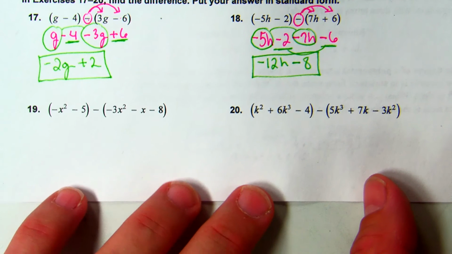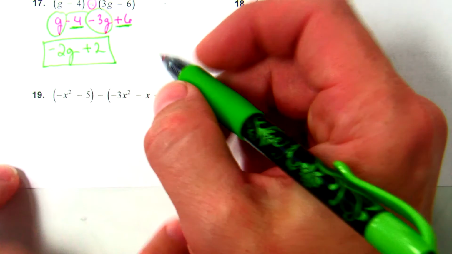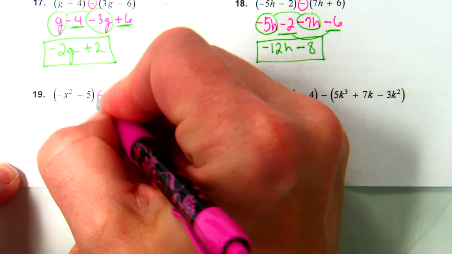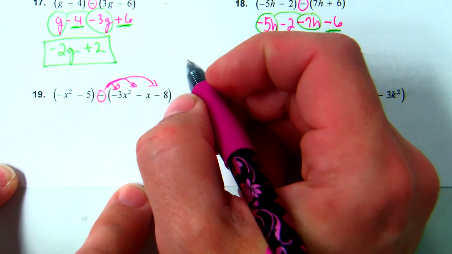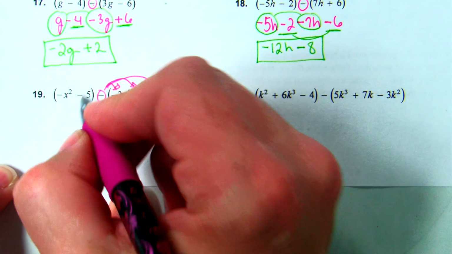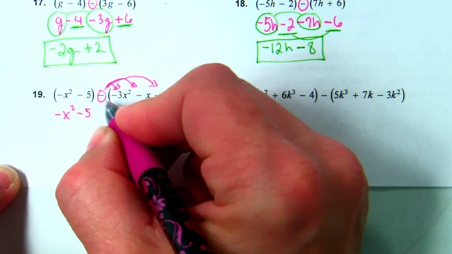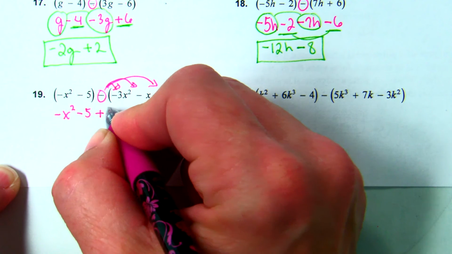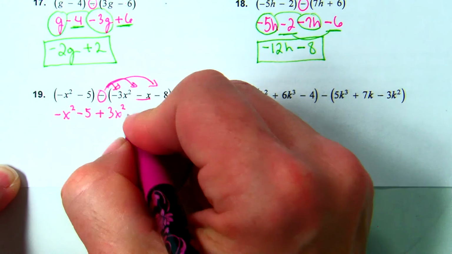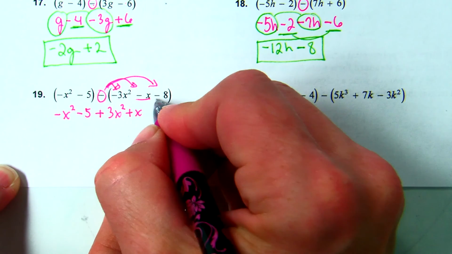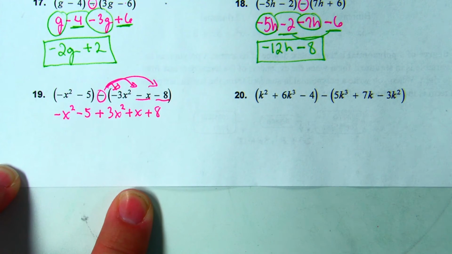Alright, on to our last two examples, and we are done with our notes part of the day. Here again, I'm going to have to distribute this negative sign into all of my terms. Okay, so that negative sign is going to change my negative 3x squared. A negative 3x squared makes it a positive 3x squared. A negative x is going to be a positive x, and a negative 8 is going to be a positive 8. So it just changed all the negatives to positive.